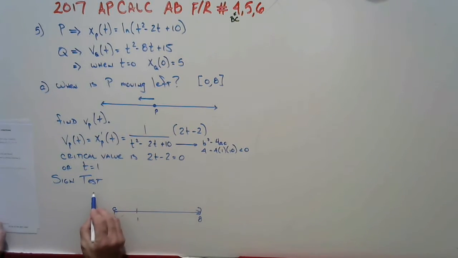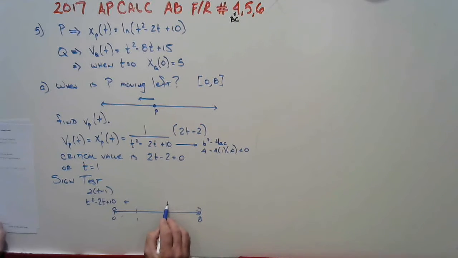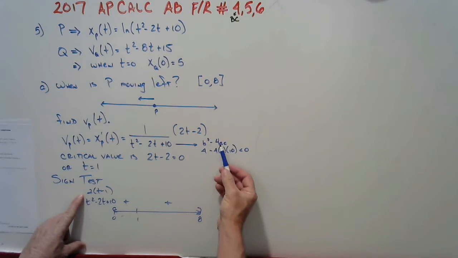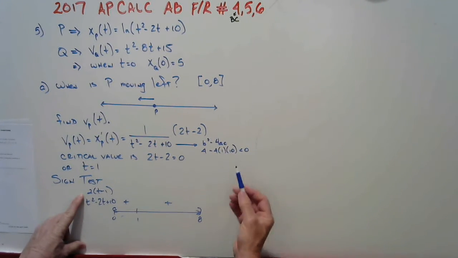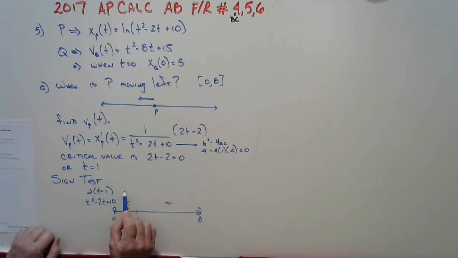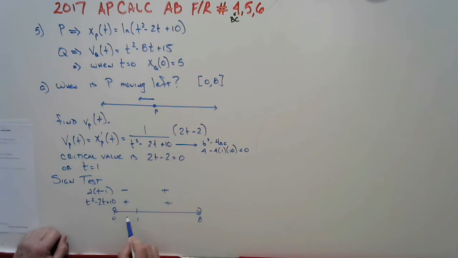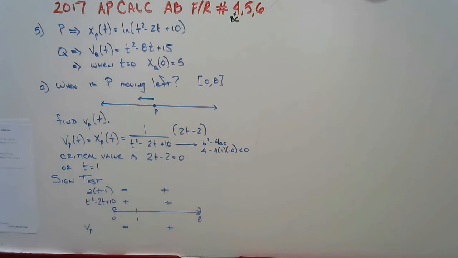What are our terms? We have 2 times t minus 1, and then we have t squared minus 2t plus 10, which we've already figured out is a parabola that opens up, so it's always positive. It's a parabola that opens up and is above the x-axis. It has no x-intercepts. So what about this? We plug a number in below 1, like a half. This is going to be negative. We plug a number in bigger than 1, like, it can't be 1,000,000 because it's got to be less than 8. So we plug in 6 and we get a plus. So our derivative, which is the velocity of particle P, is negative here, positive there.